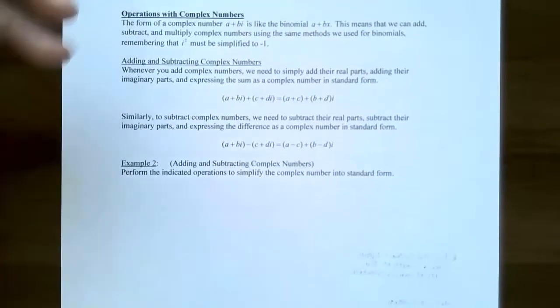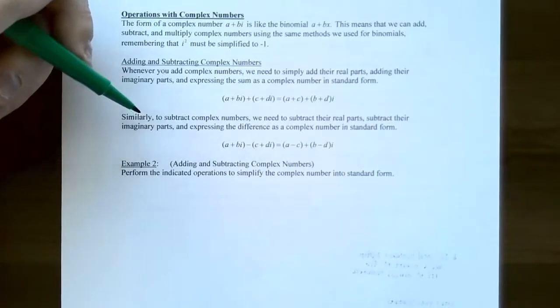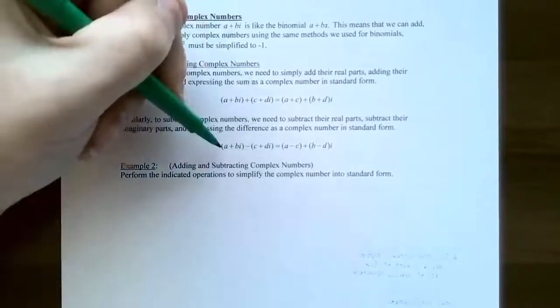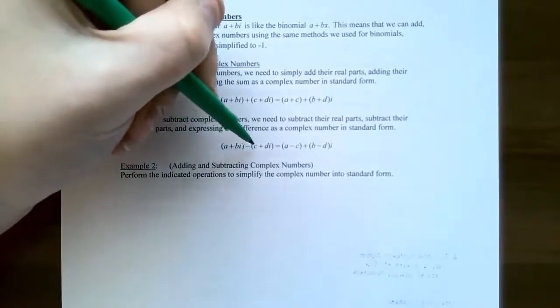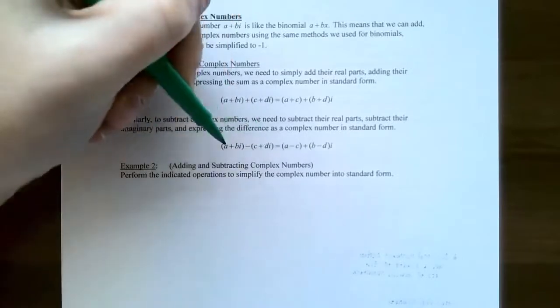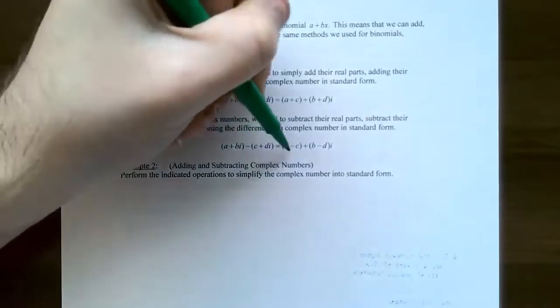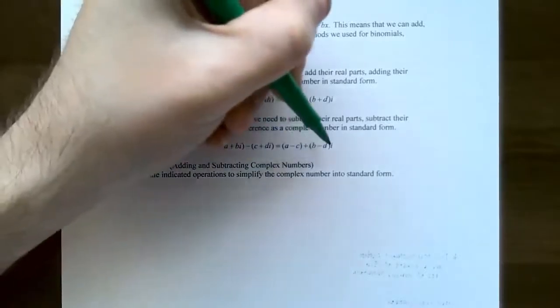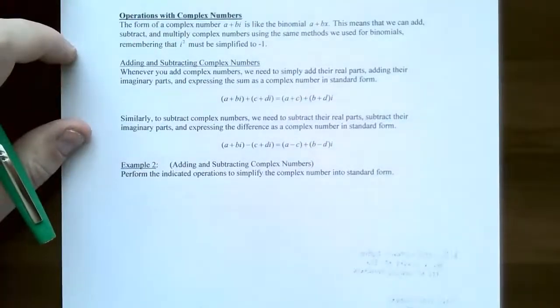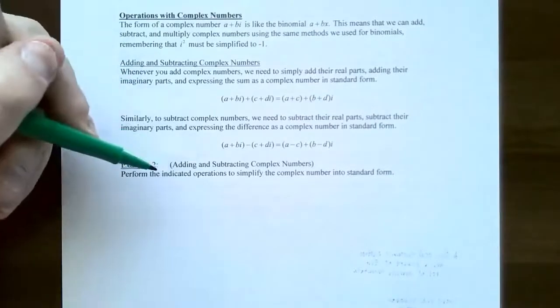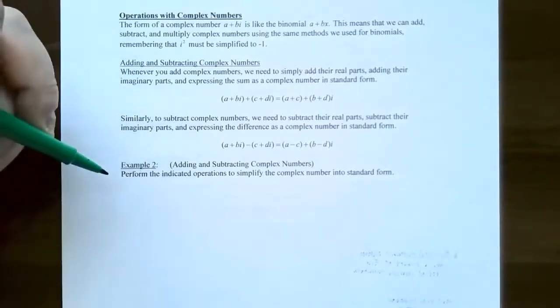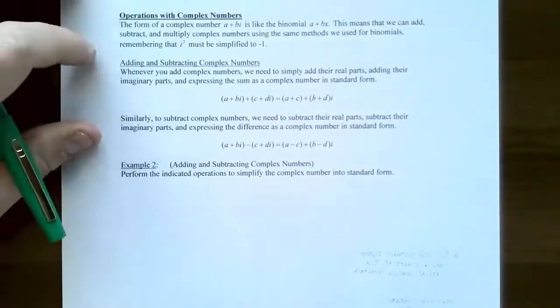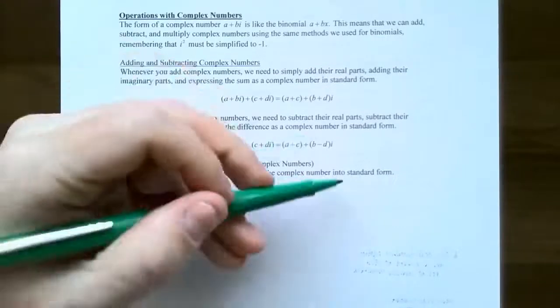Subtraction works exactly the same way, just be careful with your negative sign. So a plus bi subtract c plus di. It's really a minus c is the real part, and b minus d is the imaginary part times i. So example 2, adding and subtracting complex numbers. Perform the indicated operations to simplify the complex number and make sure your answer is in standard form.